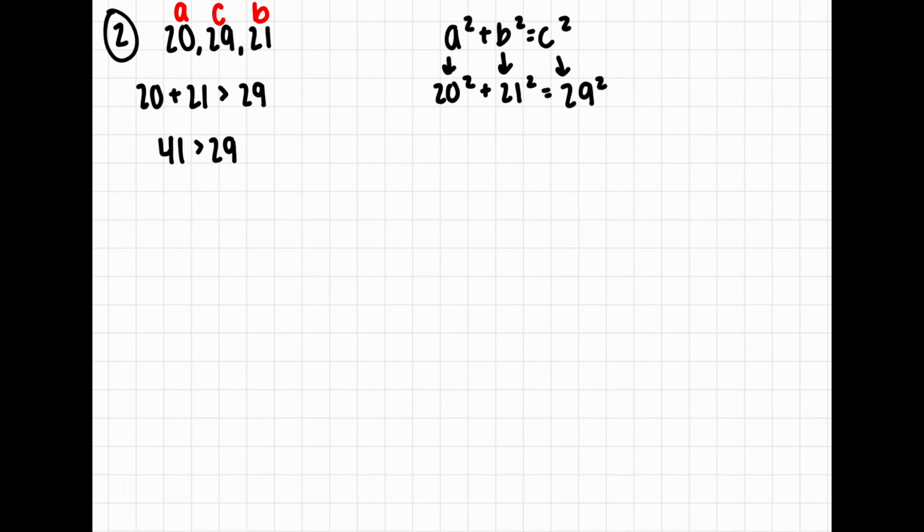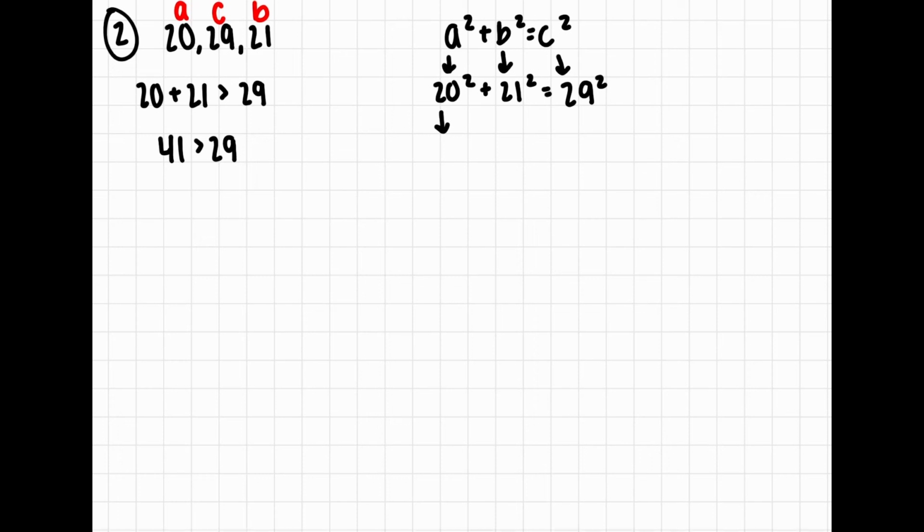I'm going to go ahead and start simplifying this. 20 squared gives me 400. Plus 21 squared, or 21 times 21, is 441. And it's equal to 29 squared, or 29 times 29, which is 841. I simplify the left side. 400 plus 441 gives me 841. And I have 841 on the right. So these are equal to each other.